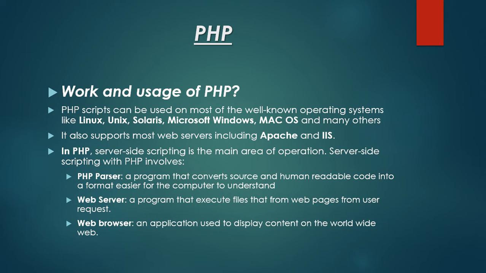What is a PHP parser? A PHP parser is a program that converts source code, human readable code, into a format that is easier for a computer to understand. What is a web server? A program that executes files that form web pages from user requests. And what is a web browser? An application used to display content on the World Wide Web, meaning www. It displays the contents of applications on the World Wide Web.